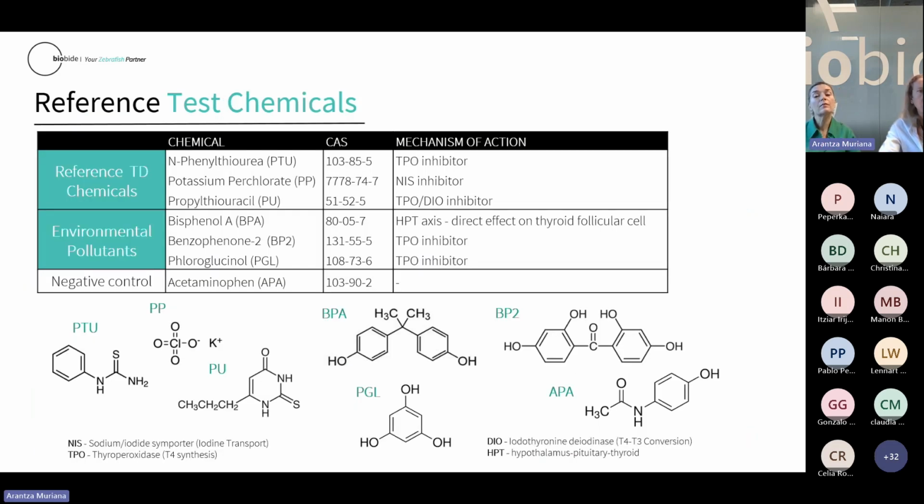So we selected 7 different reference test chemicals, as you can see here in this table. The first 3 belong to the thyroid disruptor chemicals, and they are N-phenylthiourea, potassium perchlorate, and propylthiouracil. And you can see that they act at different points in the pathway. We also selected 3 different environmental pollutants like bisphenol A, benzophenone 2, and phloroglucinol, also having different mechanisms of action. As a negative control, we use acetaminophen.